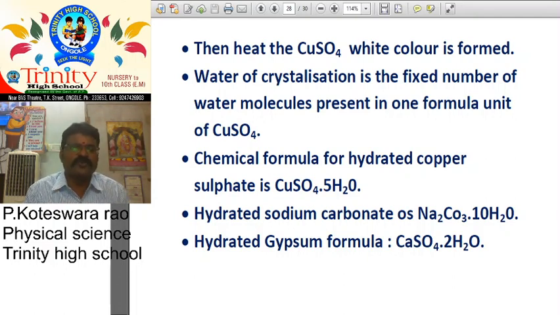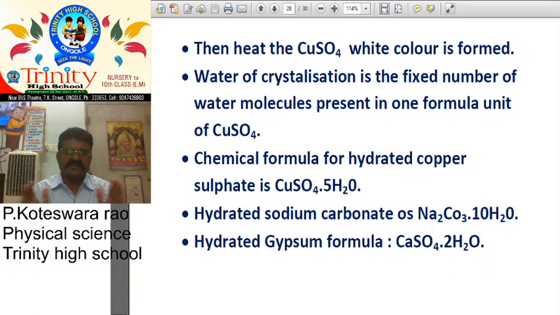What is the definition of water of crystallization? Water of crystallization is the fixed number of water molecules present in 1 formula unit of copper sulfate. So in 1 formula unit of copper sulfate, how many water molecules are fixed? That is called water of crystallization.